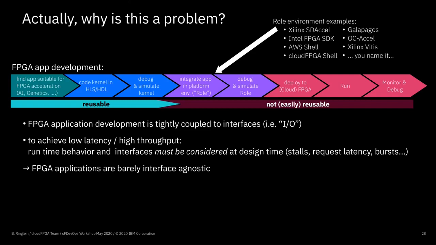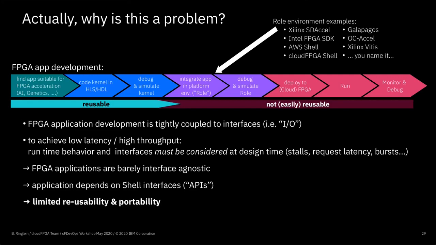We don't want to convert types within the FPGA, so to convert the bus width or so. If you want to have high throughput and low latency, we need to consider the interface at design time. So FPGA applications are barely interface agnostic, and consequently they depend on the API of the shell, which leads to this described situation that we have a limited reusability and portability of FPGA applications. And I think that's a problem.